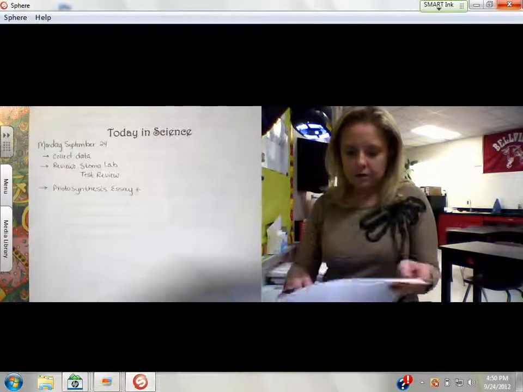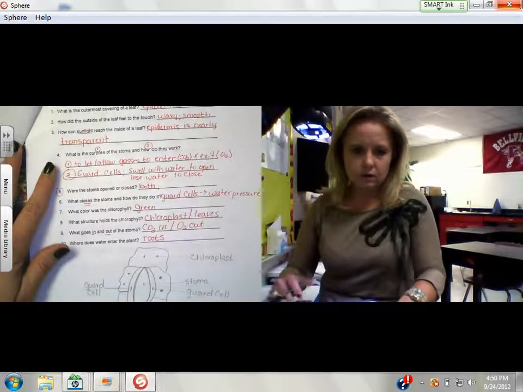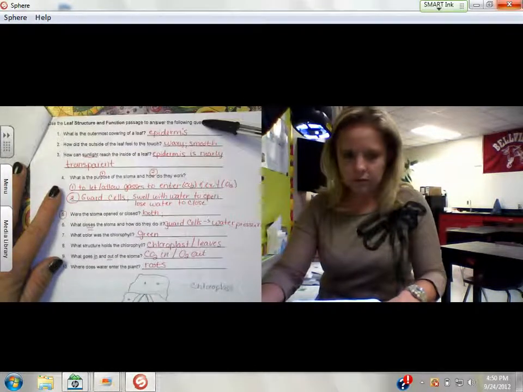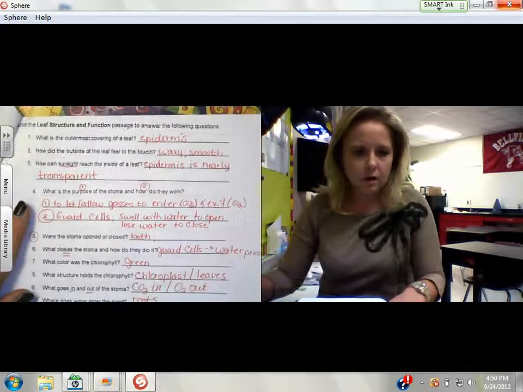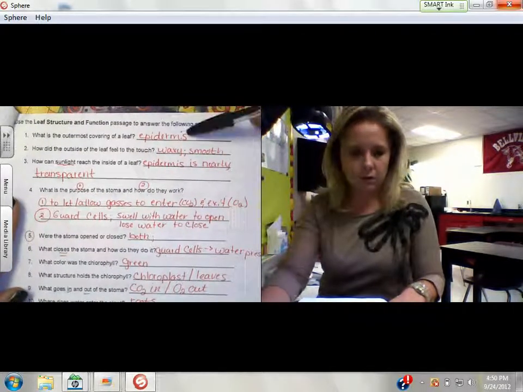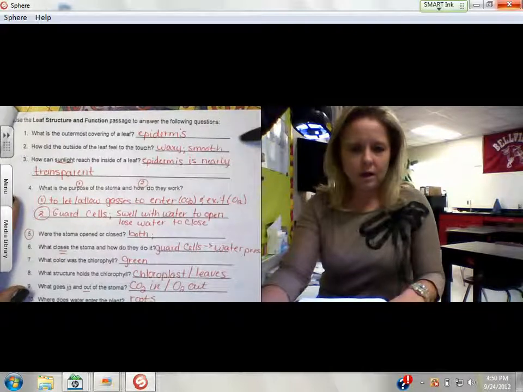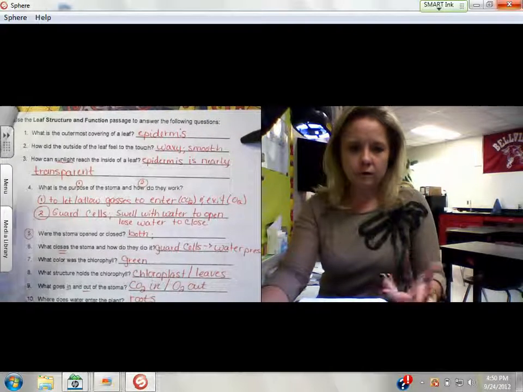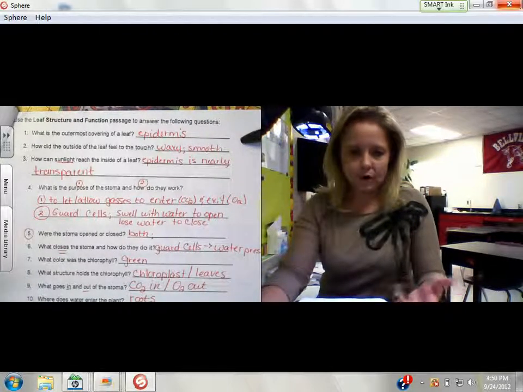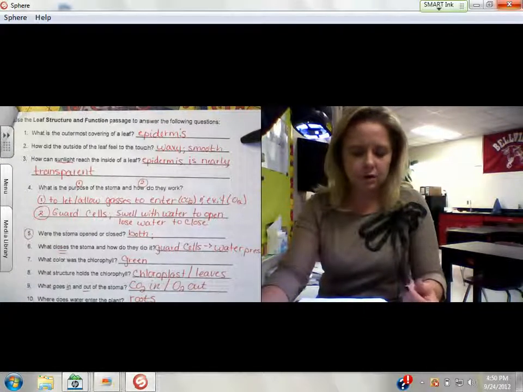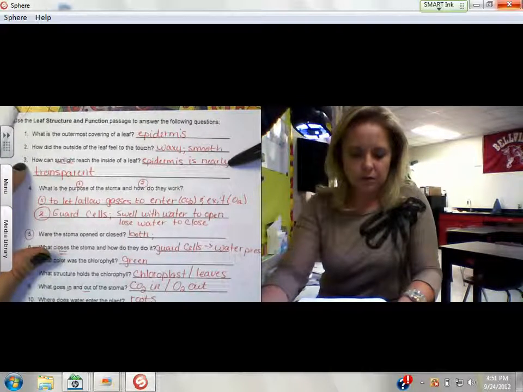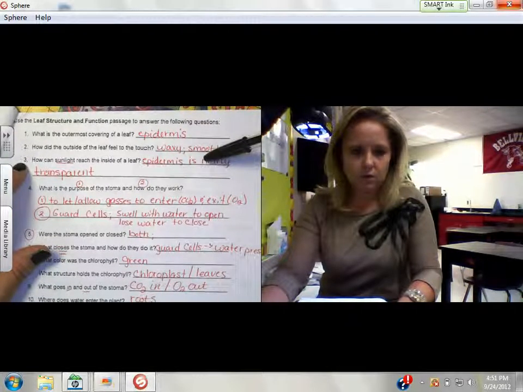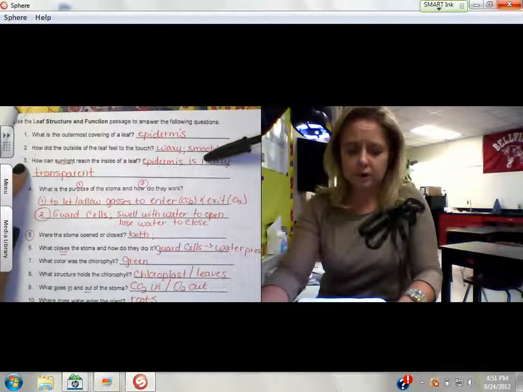Okay, so here is, and I'll read them because the camera might not be big enough. We're still trying this out. All right, so the outermost covering of the leaf is the epidermis. We didn't actually touch the leaves in class, so if any of your prior experience you've touched a leaf: smooth, waxy, really any answer that is appropriate. Number 3, the epidermis is nearly transparent. You had to read in that 3rd or 4th paragraph to get that answer.